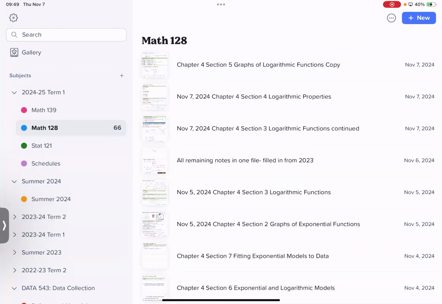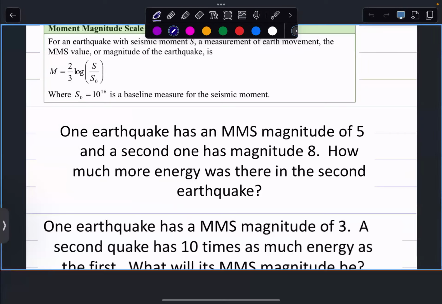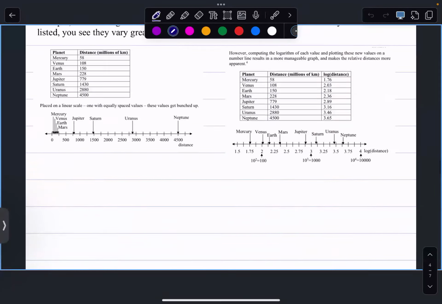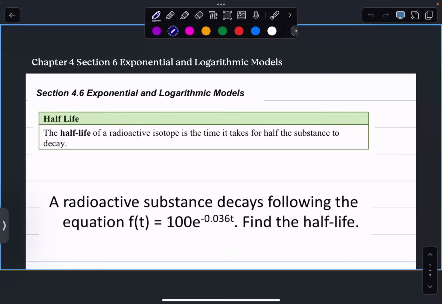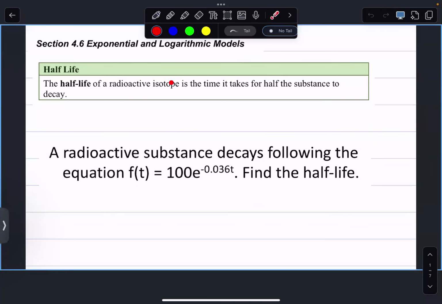In 4.6, I just give you things like what's the half-life, and then find the half-life, those kinds of things. I'll post the solutions to these notes, and you can try them on your own. We'll do some review, of course, next Thursday, but videos only for Tuesday.